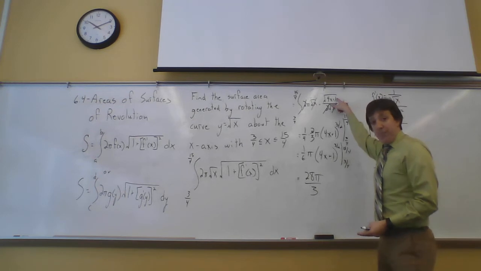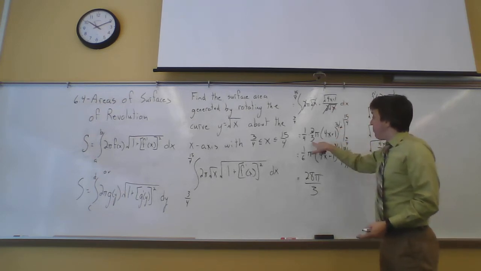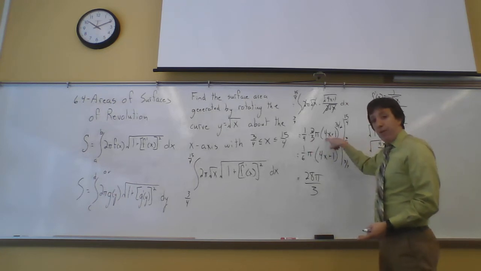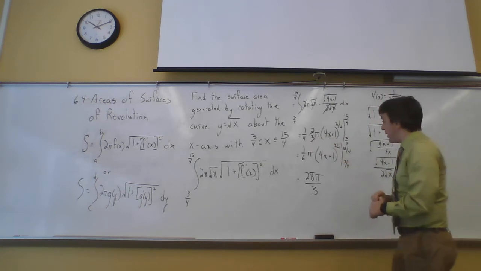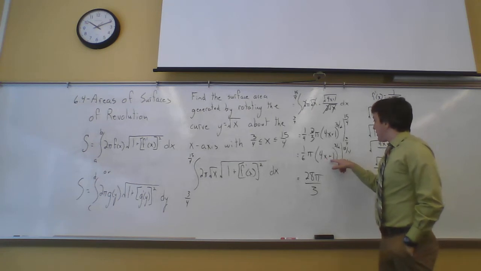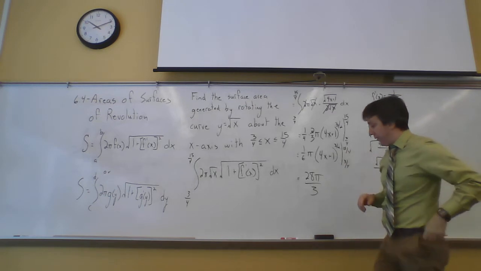Again, I treat this as a power, a half power, and so I raised it by 1, which gives me 3 halves. I put its reciprocal out front. I do have a chain rule here with that 4, so I have to multiply by its reciprocal as well. All told, I get 1/6 pi times (4x plus 1) to the 3 halves power, evaluated from 3/4 to 15/4.